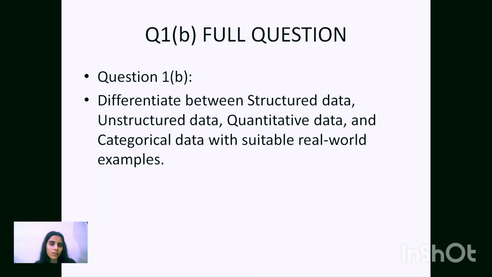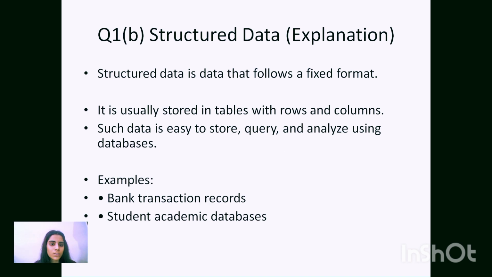After it, the B part of question number first is: difference between structured data, unstructured data, quantitative data, categorical data with suitable real world examples. So structured data is data that follows a fixed format. It is usually stored in tables with rows and columns, such that the data is easy to store, query, and analyze using databases. Example: bank transaction records, student academic databases.